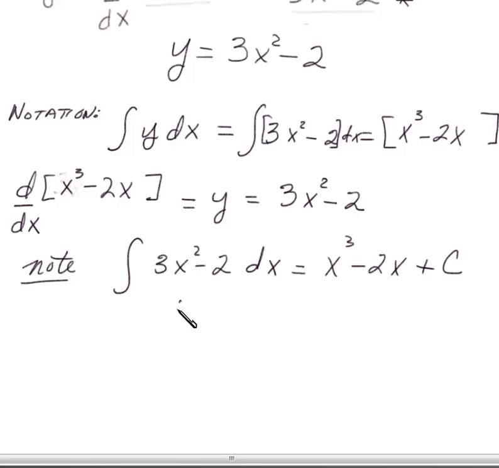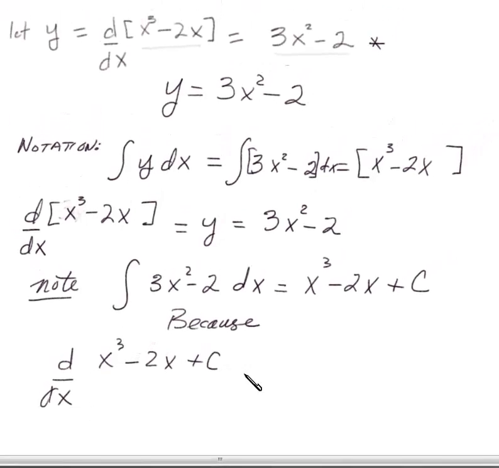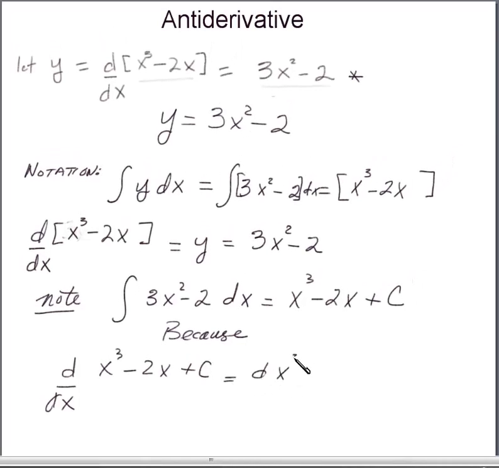Why is that? Because if I take the derivative of x cubed minus 2x plus any constant, 10, 20, 30, a million, negative 20 billion, this can be any constant, then that's going to be the derivative of x cubed dx minus the derivative of 2x dx plus the derivative of the constant dx.